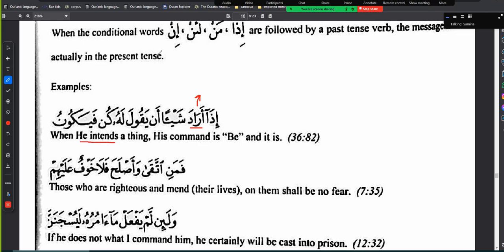So it says whenever you have the conditional articles in, la in, man or idha followed by a madi, then the message is actually in the mudare. So you don't get confused. Sometimes you say, why is the translation in the mudare, because arada is madi? Because if it is followed by a madi, the meaning will be in the mudare form.